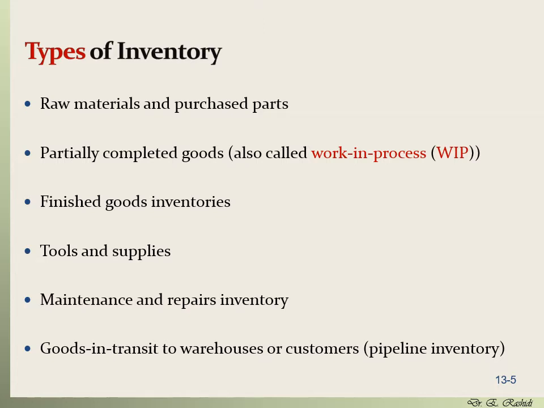Also, besides that, we can have inventory of tools and supplies and the maintenance and repairs inventory. And also goods in transit to warehouses or to customers. That's also another type of inventory. For example, a pipeline inventory, which is really the case in terms of oil. Oil in the pipeline is a kind of inventory on its way to the customer.